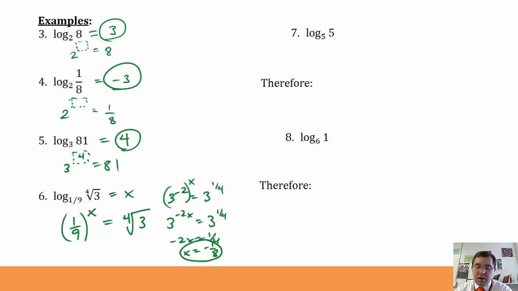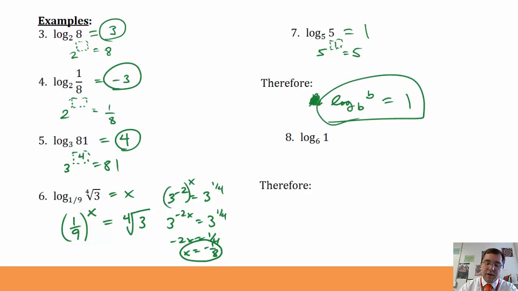Number 7. The log base 5 of 5. What power do I raise 5 to in order to get 5? Well, the first power. The log base 5 of 5 is 1. Therefore, anytime I have the log base b of b, where the thing I'm taking the log of is the same as the base of the log, it will always be 1. Log base b of b is always 1.